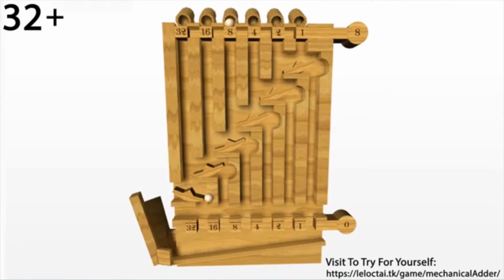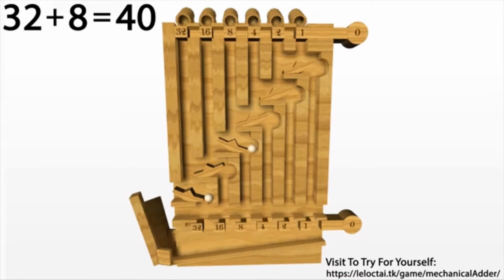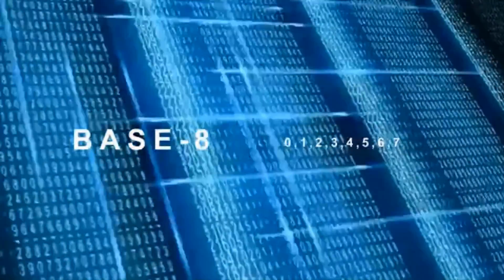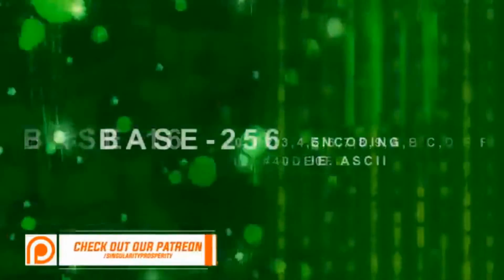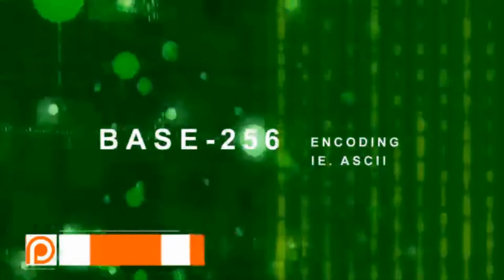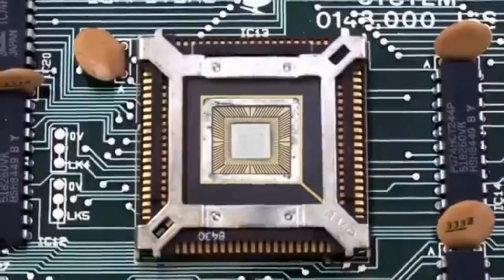From birth, we are taught how to do arithmetic in base 10, and for most people that's all they are concerned with, the numbers 0 to 9. However, there are an infinite number of ways to represent information, such as octal as base 8, hexadecimal as base 16 used to represent colors, base 256 which is used for encoding, the list can go on. Binary is base 2, represented by the numbers 0 and 1. We'll explore later in this video why binary is essential for modern computing.